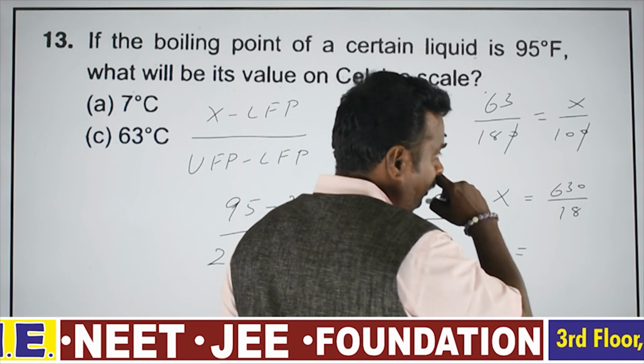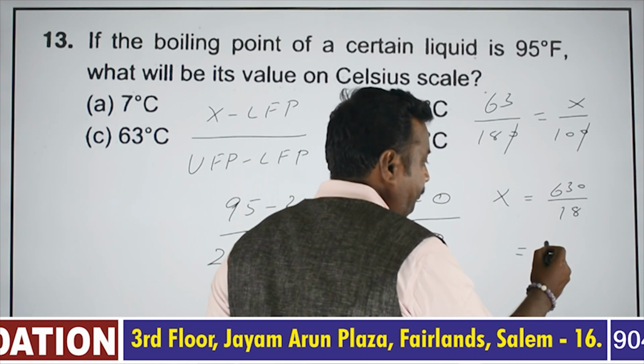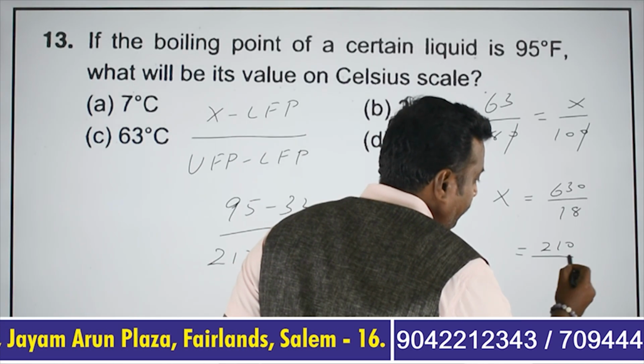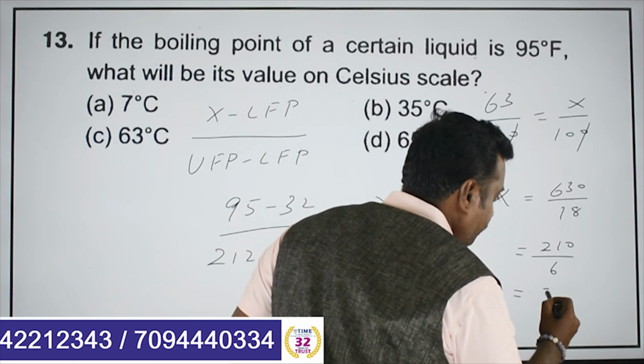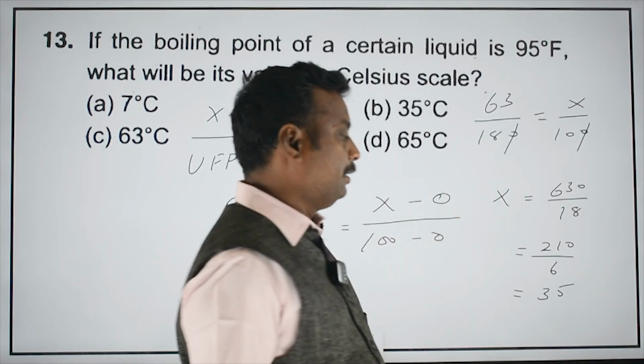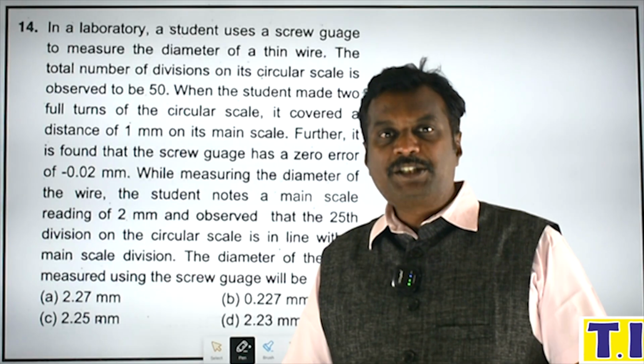630 by 18. When you divide it by your 3 table, you will get 210 by 6. Again, when you divide, you will get 35. So 35 degrees Celsius will be your right answer. Okay, let's go to the next question.